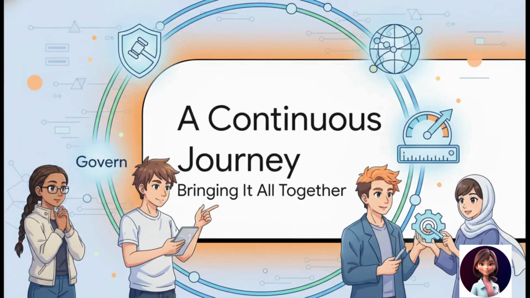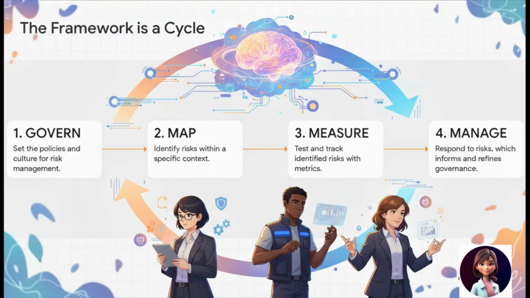So, we've walked through govern, map, measure, and manage. But it is so critical to remember what we talked about at the very beginning. This is not a straight line from start to finish. It's a continuous journey. And this really shows you what the framework is all about. It's a cycle. What you learn in the manage phase feeds right back into your governance. Maybe you find a new risk that makes you rewrite your policies. As the AI system changes and evolves, you have to constantly remap, remeasure, and remanage. It's a living, breathing process, not some document you file away in a drawer.